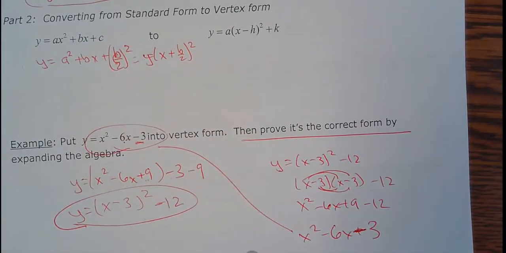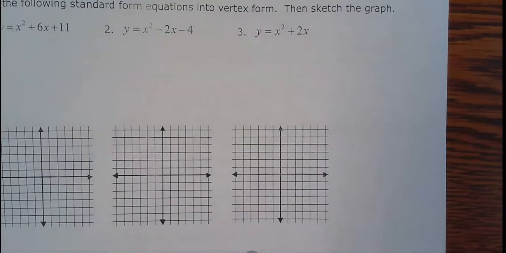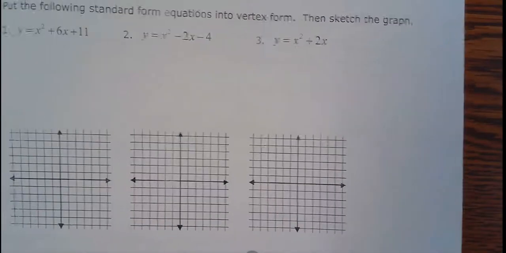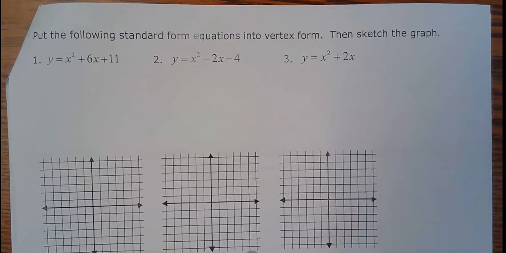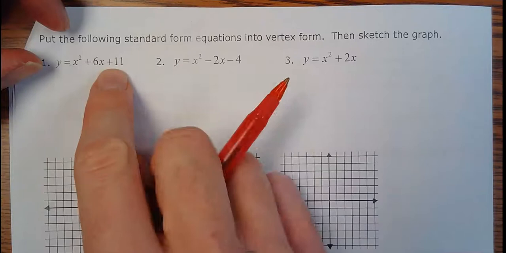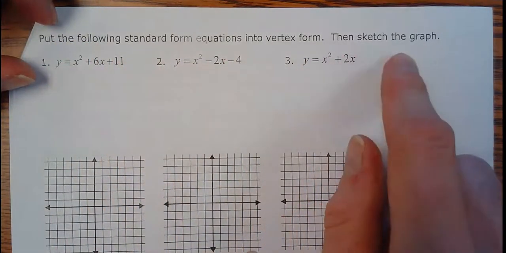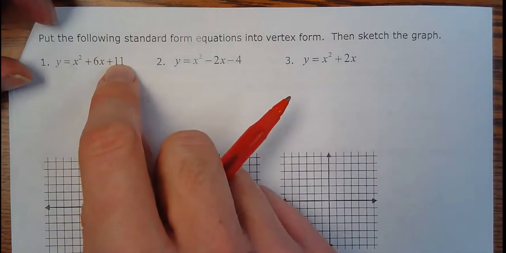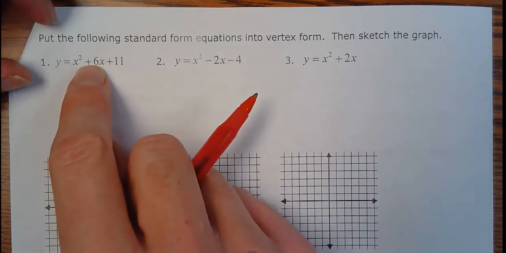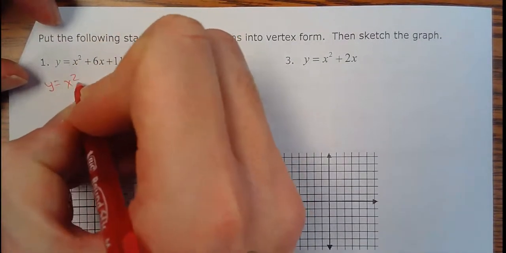All right, so let's go to the backside. And maybe I'll just do a few of these since the video is getting kind of long. But again, I'm going to take half of this number and square it and see if that's the right number. Okay? So I guess I should say we're going to put it in vertex form and then sketch it. So is 11 the right number? What's half of 6? And then squared? Half of 6 is 3. 3 squared is 9. 11 is not my guy. He's not the one I want.